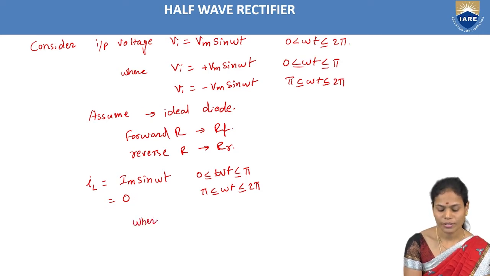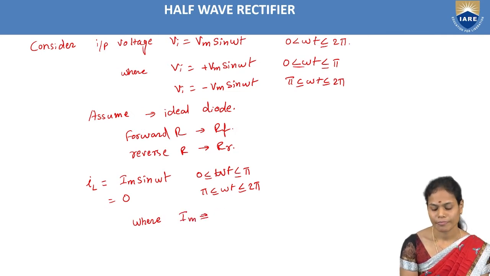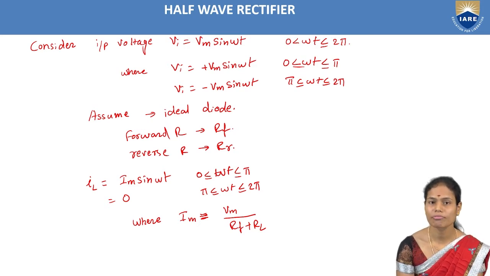What is meant by Im here? Im is nothing but the maximum amplitude of the obtained output current. How can we calculate this? Im equals Vm by Rf plus RL. Here Rf is the forward resistance of the diode and RL is the load resistance. In the rectifier we have only two components, the diode as well as the load resistor, so we consider the resistance of the diode as well as the load resistance.